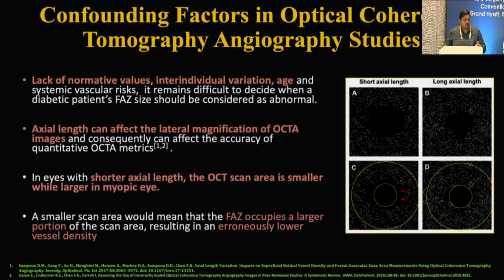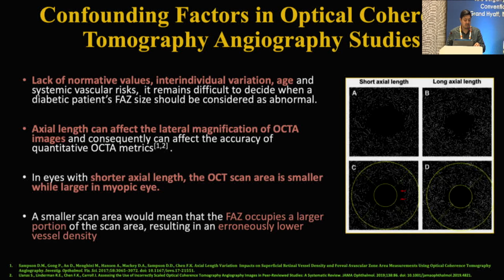So unlike other modalities, OCT is also not devoid of errors. So there are confounding factors that affect the OCT calculation. The quantitative analysis is also confounded by these errors. So because there's a lack of normative data, there's individual variations, age variations.